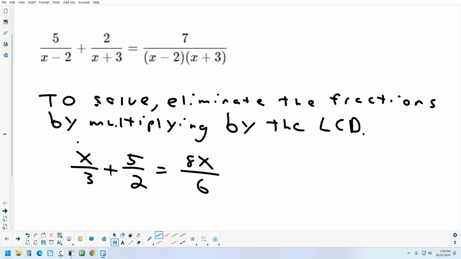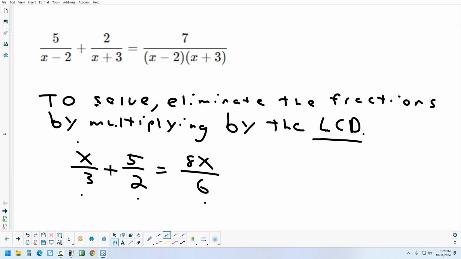To get rid of these, we're going to multiply everything by the LCD. The LCD is a number that 3, 2, and 6 all divide into. Let me give you an example of a number, 60. That's not the LCD. It's a common denominator, but it's not the smallest one. I'm trying to find the smallest number I can that all three of those divide into. Does anyone think they see the smallest number? Yep. 6.